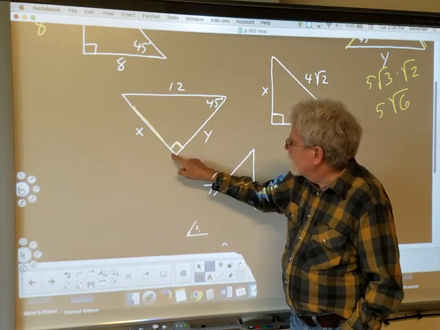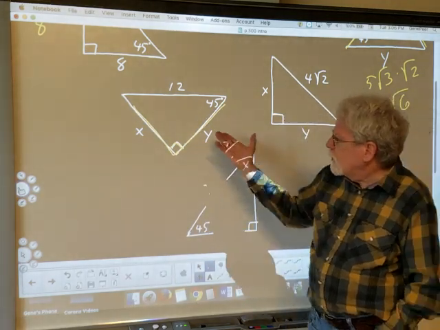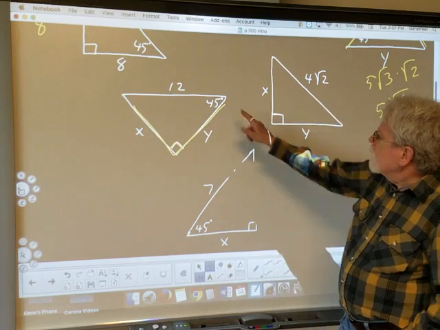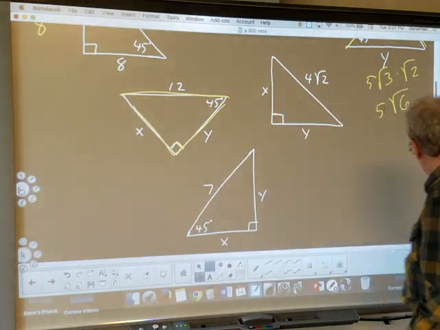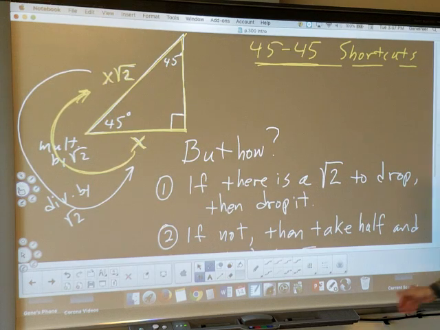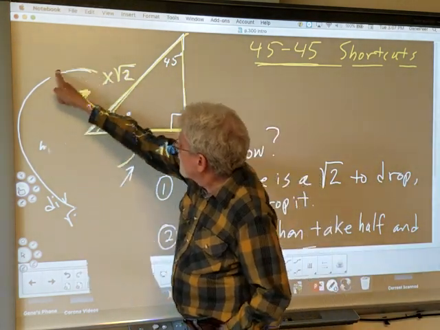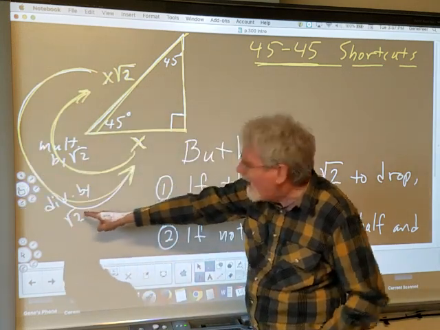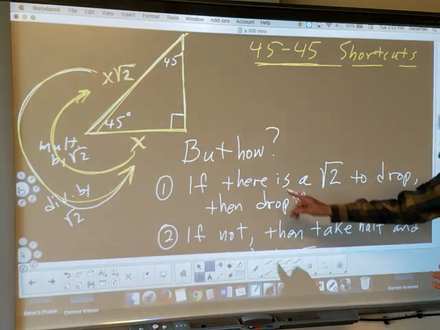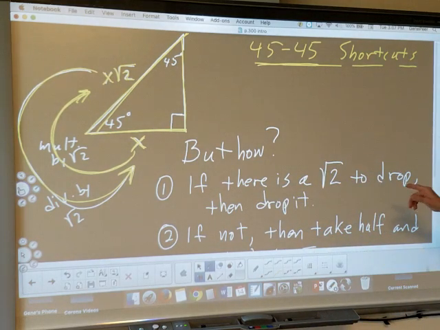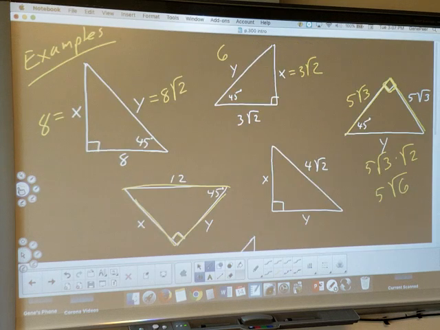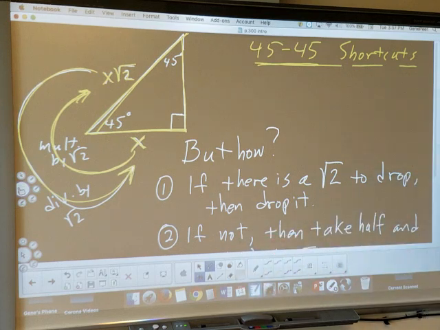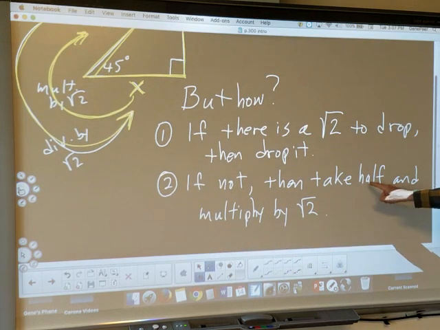If that's the right angle, that makes these guys the same. So once we found one, we found them both. Well, how do you go from hypotenuse to leg? Let's review. To go from hypotenuse to leg, we divide by square root of 2. If there's a square root of 2 to drop, then we drop it. Do we have a square root of 2 to drop here? No, we don't. If not, then we take half and stick a square root of 2 next to it.